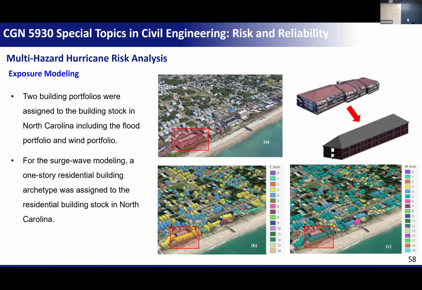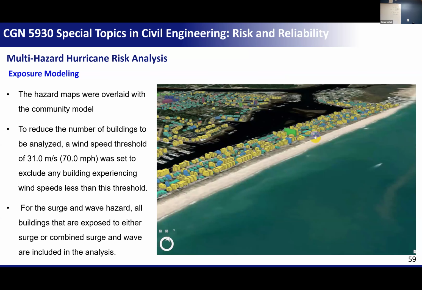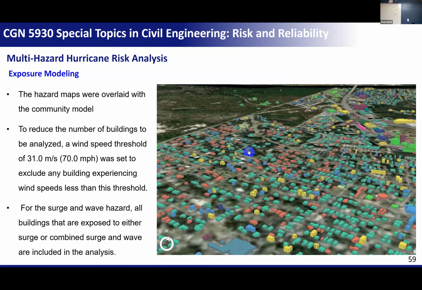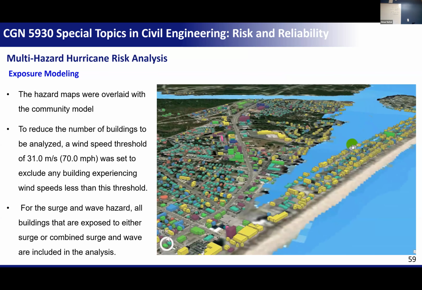So we need to get the archetypes corresponding to each hazard and assign them to the community. So here I assign flood archetypes, and here I assign wind archetypes. There's a paper that has 19 wind archetypes. I assign these archetypes here and these archetypes here. Then the next step is to overlay the hazard map with the community map, so that we can identify the hazard's intensity at each one of these buildings.